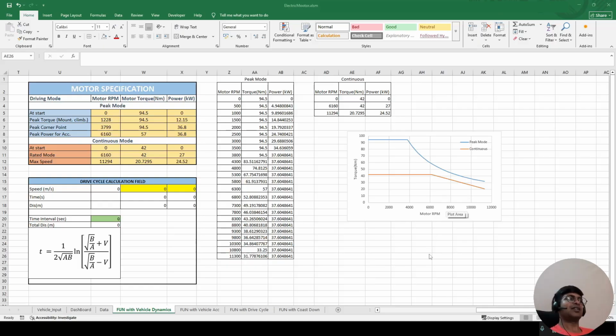Now, next we are going to discuss how to calculate the range of the vehicle, because in an electric vehicle the users are most worried about how many kilometers I can go on one charge, and that's what we are going to calculate using this sheet, which is the one with the drive cycle here.